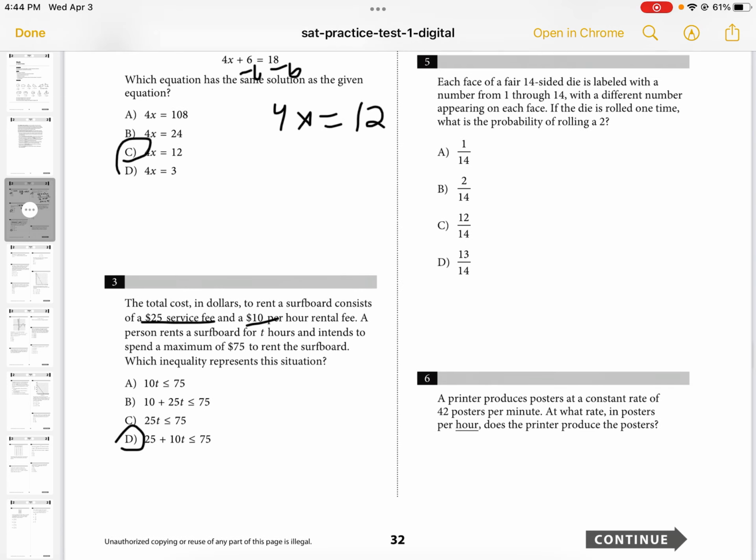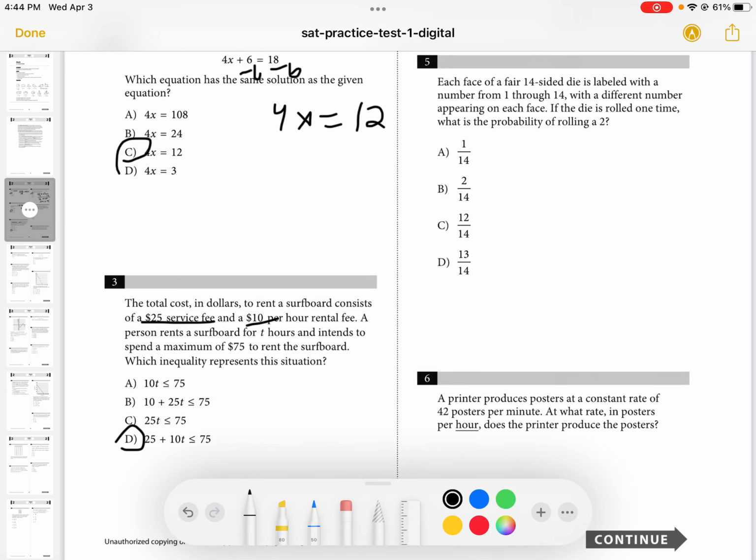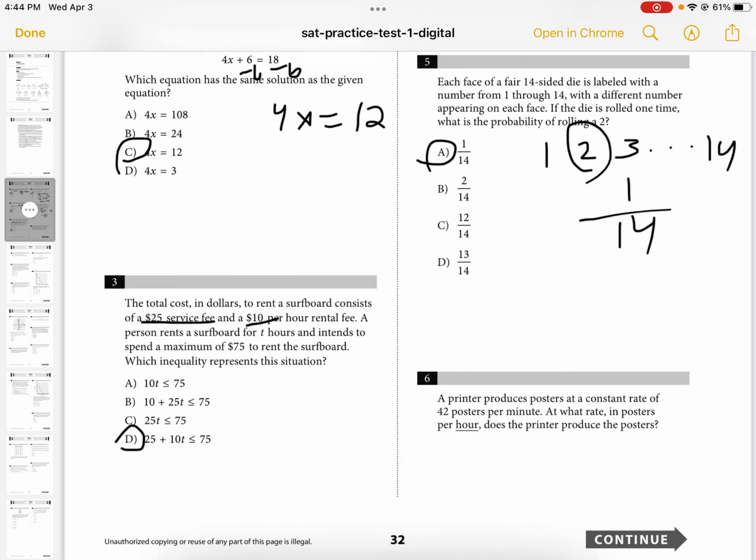Number 5. Each face of a fair 14-sided die is labeled with the numbers 1 through 14, with a different number appearing on each face. If the die is rolled one time, what's the probability of rolling a 2? Well, you have 14 different numbers you can roll, 1, 2, 3, all the way up to 14. And the probability of rolling a 2 when you roll the die one time, that's one successful outcome out of 14 possible. Answer choice A. Let's move on.